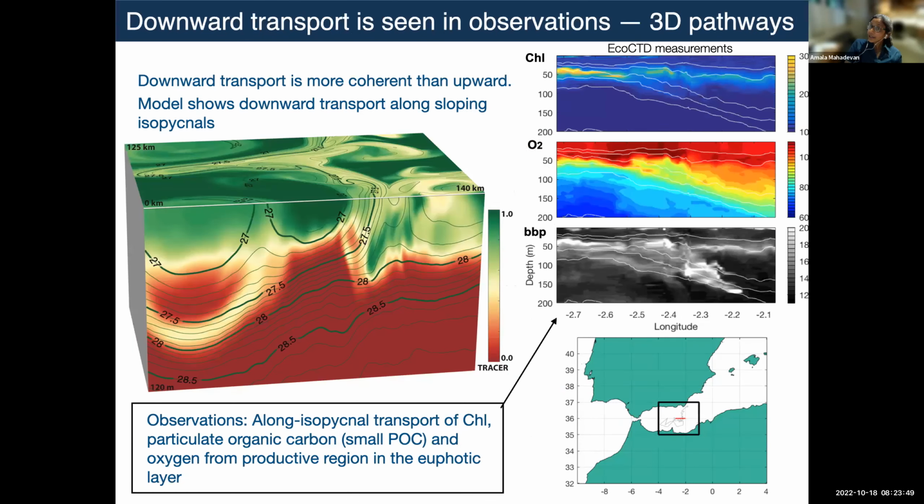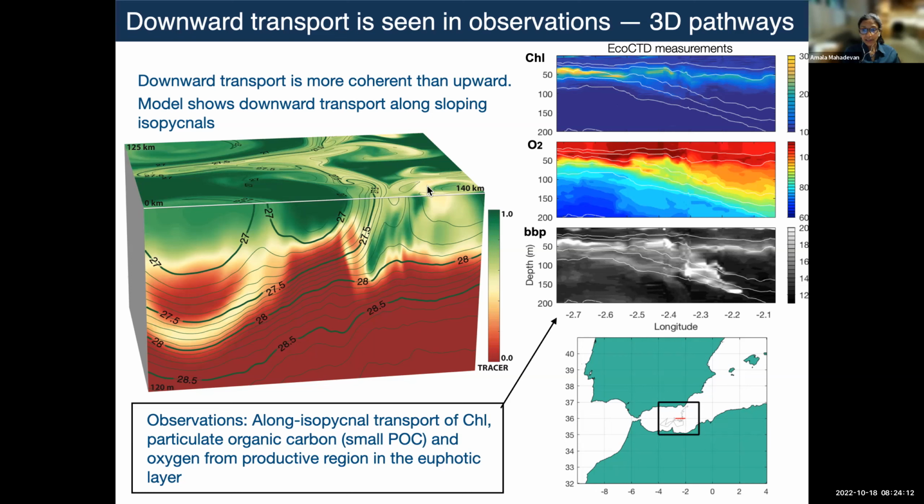And now we can see, can we actually see this in observations? So to the left, I'm showing you a model simulation now with tracer in it. So the surface mixed layer of the model, we added this tracer. This tracer is green, so think of it as phytoplankton or chlorophyll. And we wanted to see where it subducts out of the mixed layer.